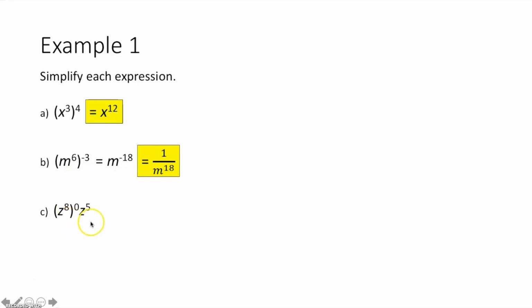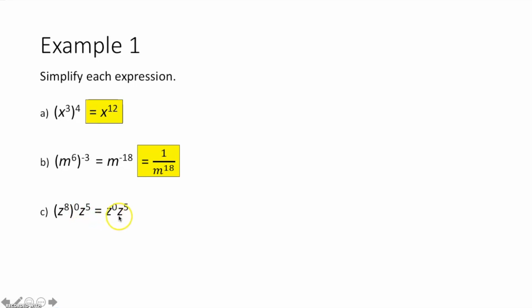For part C, this actually requires order of operations, whether you believe it or not. So we have z to the 8th all raised to the 0 power times z to the 5th. So we can't multiply these two together first because we have to take care of the exponents first, according to order of operations. So z to the 8th raised to the 0 power, you have a power to a power, so you multiply these two numbers together. What's 8 times 0? That's 0. So we end up getting z to the 0 power times z to the 5th.